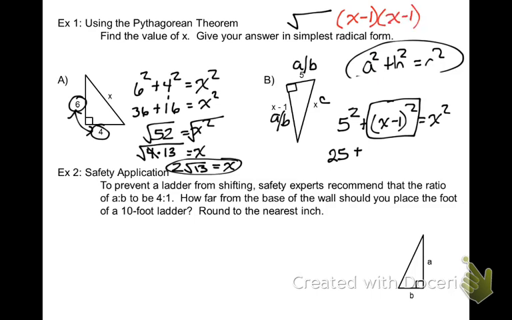There's another way of doing this, but we'll just do FOIL. x times x is x squared. x times negative 1 is negative 1x. Then down here is another negative 1x. And then negative 1 times negative 1 is positive 1. Remember to put these two together. So your FOILing is going to be x squared minus 2x plus 1, and then equals x squared.